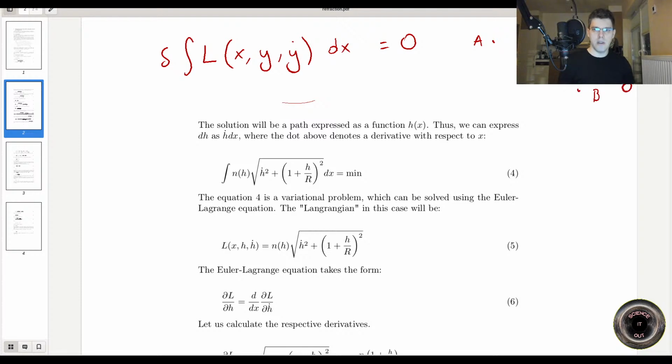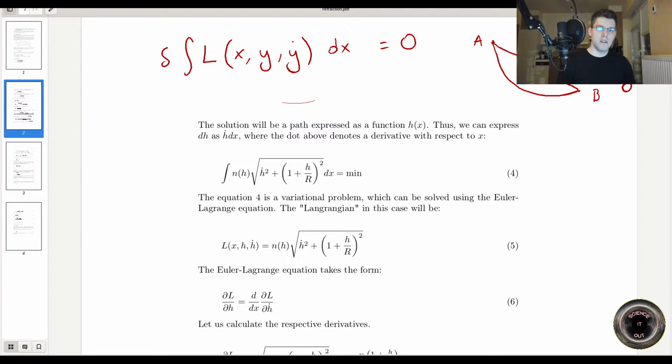And the question is, what is the path of the shortest time between these two points? Is it just a straight line, or is it something more complicated? Because, for example, if we use such a path, then the object which will move along this path will accelerate quickly at first, and then it will have greater speed at the bottom.